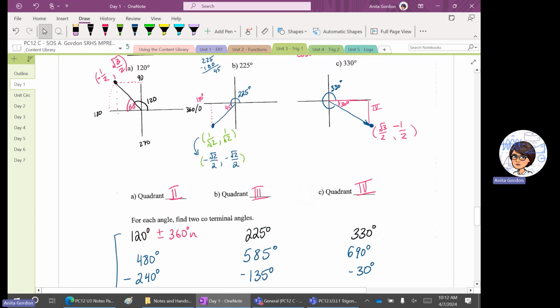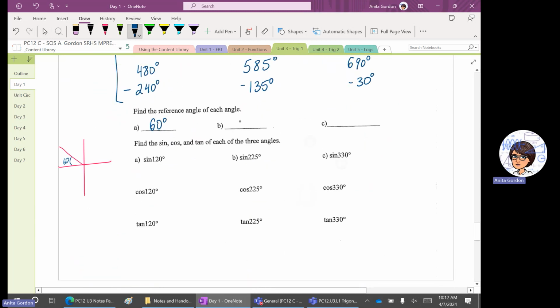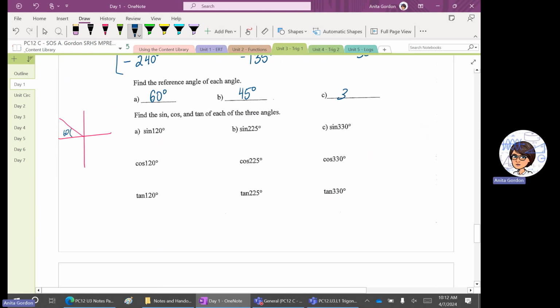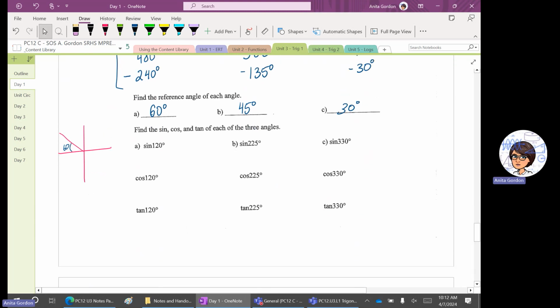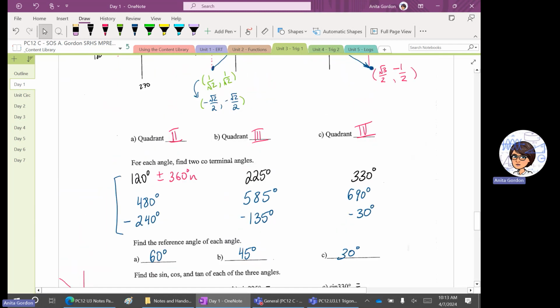225, oh, I believe this is just copying this one down here. So this is going to be 45 degrees. And for 330, our reference angle is 30 degrees. And again, using our special triangles, what are the values of each of these? And I think we've actually already done the sine and cosine of both of these. So the only thing we have to do is fill in the tangent.